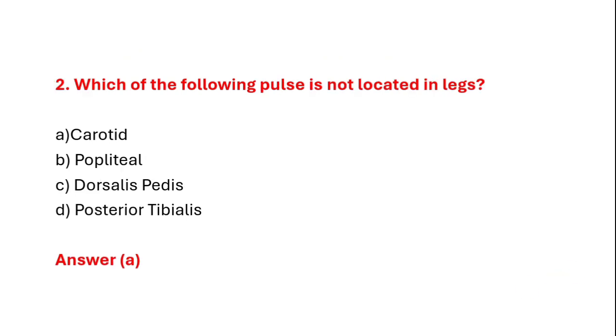Question number 2, which of the following pulse is not located in legs? Option A carotid, option B popliteal, option C dorsalis pedis, option D posterior tibialis. Correct answer is option A carotid.